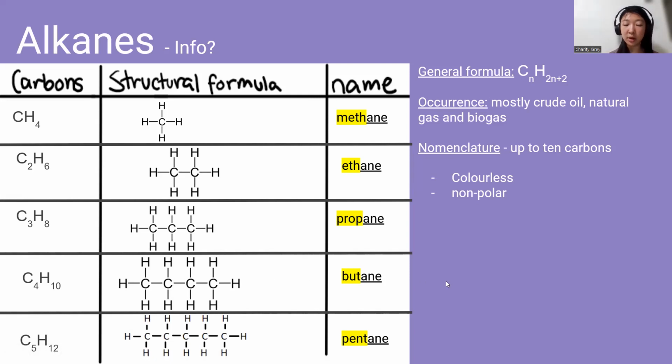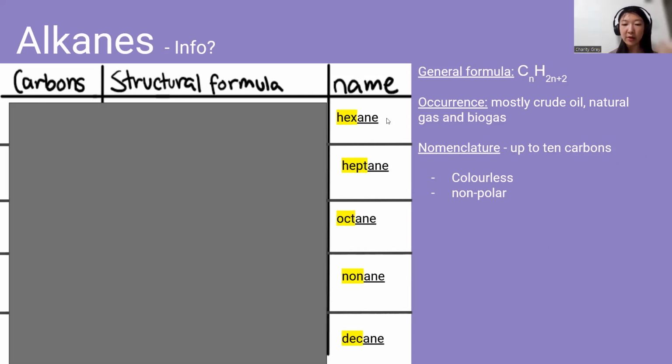So this is really important to know because this is testable, right? You're tested on up to 10 carbons, and we've only gone up to 5 carbons. So now we have more. Using the pattern from before, pause the video and try drawing out the structural formula and the molecular formula for these alkanes.